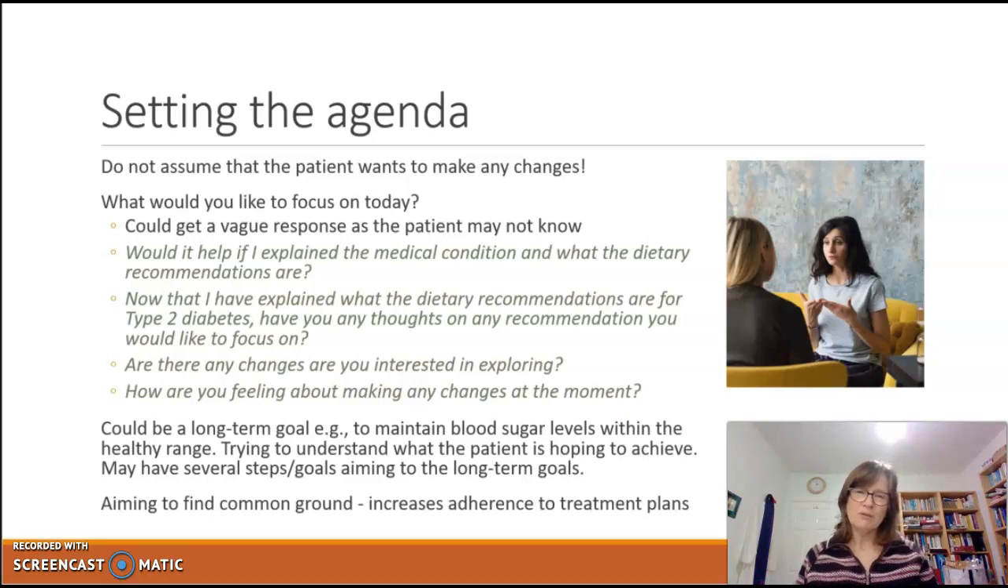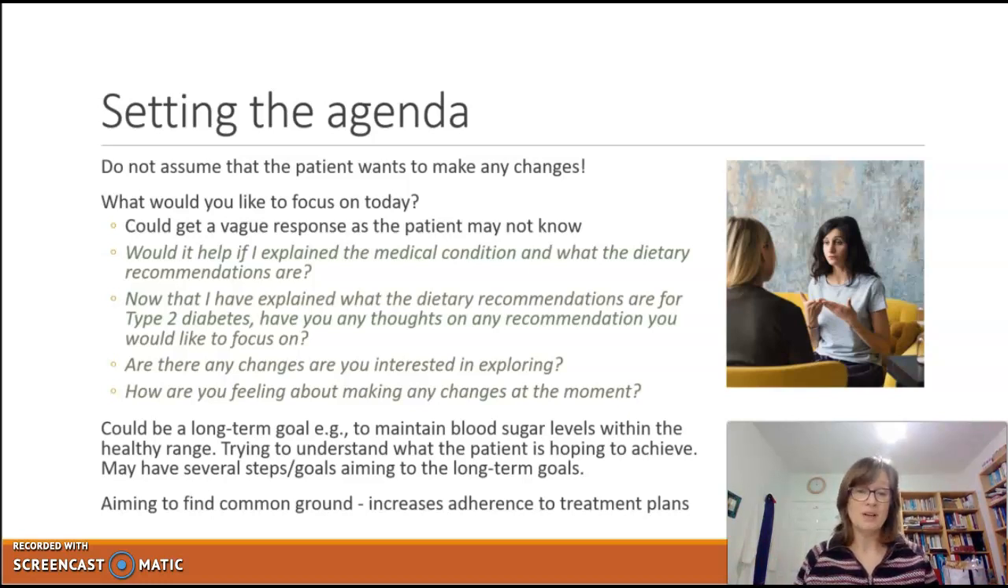What you're overall looking for is a long-term goal, and therefore making some small steps and agreeing on small steps that are going to go towards that long-term goal. So it might be that someone with diabetes wants their blood sugar levels maintaining in the healthy range. It might be that someone wants to lose a certain amount of weight, or that they are concerned about getting their potassium levels into the healthy range with renal disease. There's lots of different things, but it may be that the overall goal is a long-term aim and short-term things that people want to focus on first.